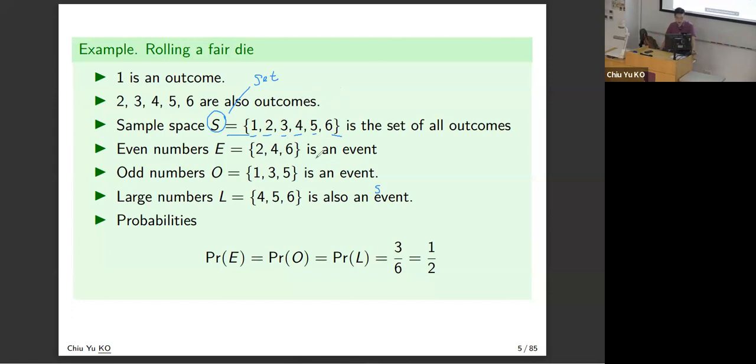Okay, we write a group of stuff. Event E will be a collection of outcomes that are even: 2, 4, and 6. Odd will also be a collection of numbers: 1, 3, 5. Okay. Large will be 4, 5, and 6.